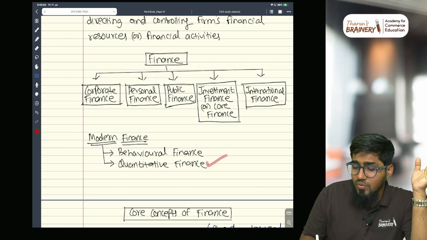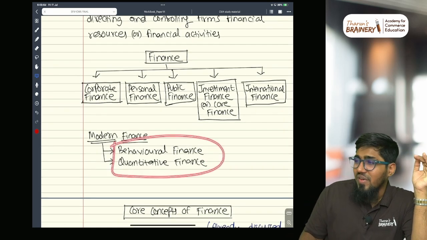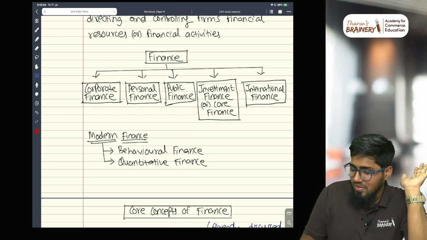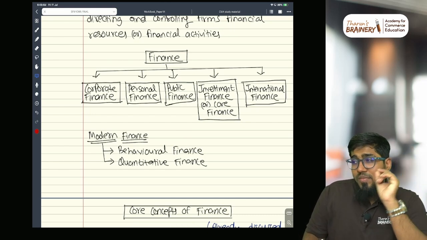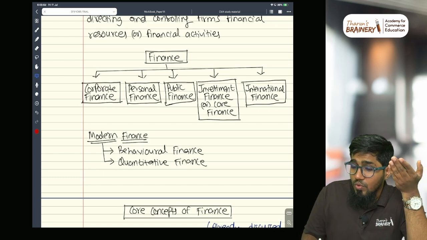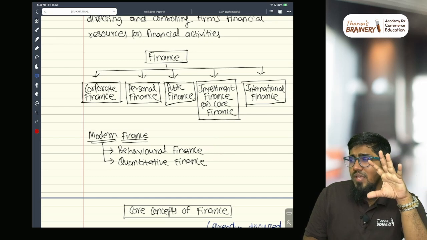And then there is this new thing which is called quantitative finance. Now all these things you will not see in your CMA final subject. All these things you are going to see only in the specialization courses. But I'm just planting a seed. If you have interest, you can also look at what is behavioral finance, what is quantitative finance. So these are some of the interesting areas.